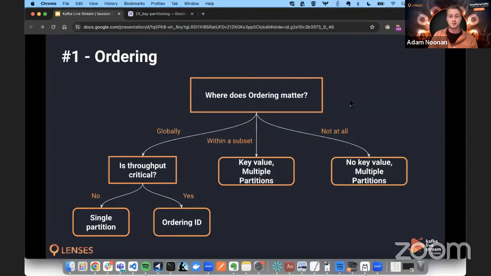If ordering doesn't matter at all, again, totally fine to not use a key value, and Kafka will automatically partition data in a round robin fashion to evenly distribute load.